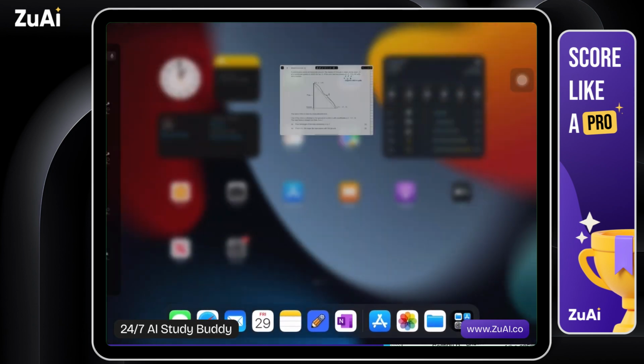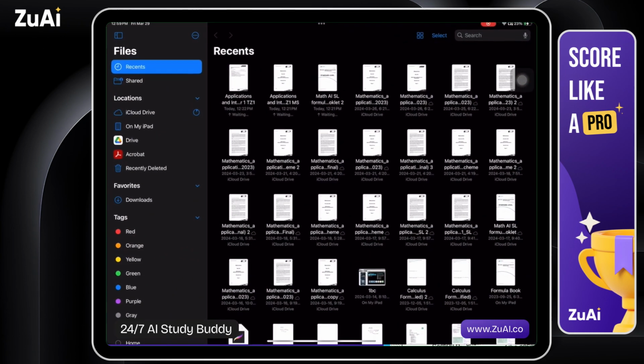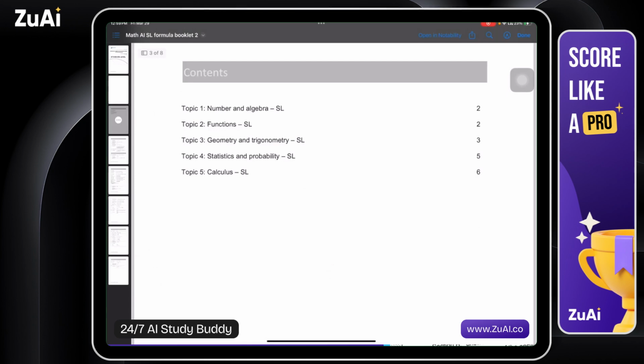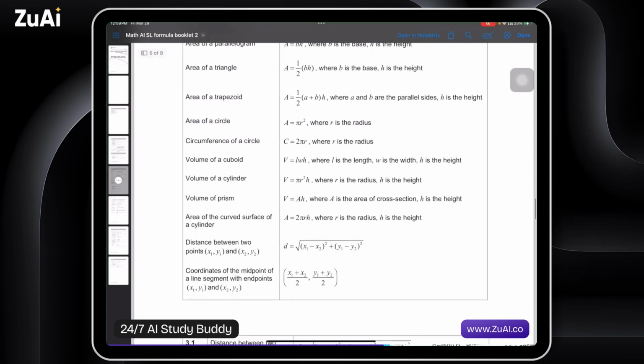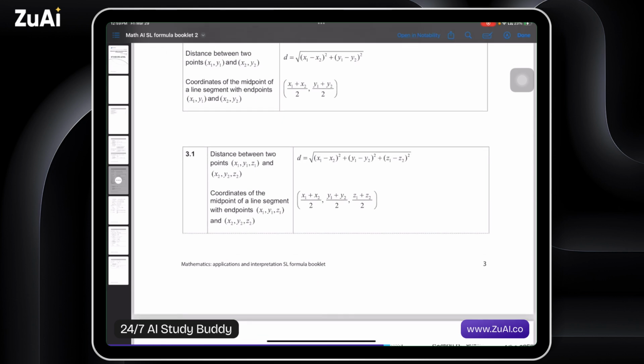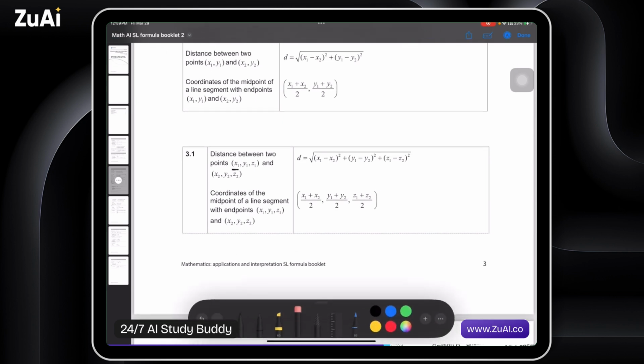So let's go ahead and look at the geometry section of the formula booklet. So here we are, geometry and trigonometry, and distance between 2 points. Distance between 2 points when we have 3 dimensions, when we have X, Y, and Z. Okay, so here it is. Distance between X1 and X2, square that. Y1, Y2, and square that. And then Z1, Z2, square that. So for this question, let's make sure to label each of the coordinates, and then we'll just use this formula.